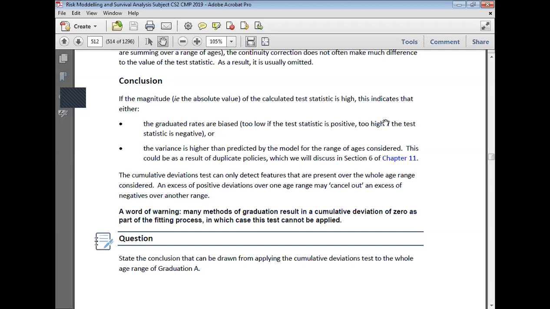And sometimes the reason that your test statistic is high could also be because the variance is higher. And when will your variance be higher? Again, that might happen if we have duplicate policies or if we do not have a homogeneous group of people, because that in a way distorts the variance. So again, we're going to see that in the next chapter.